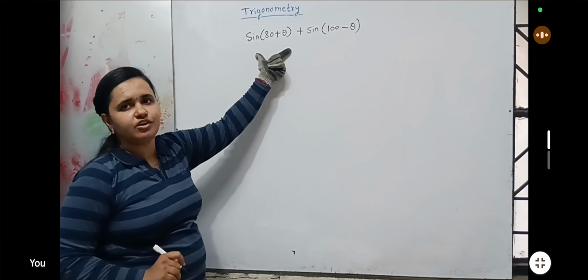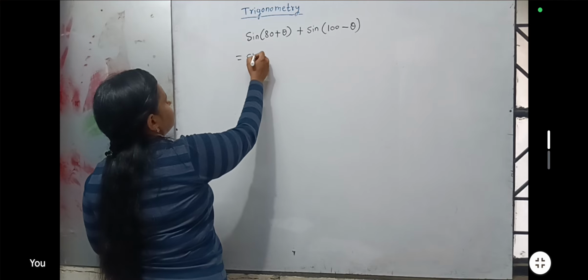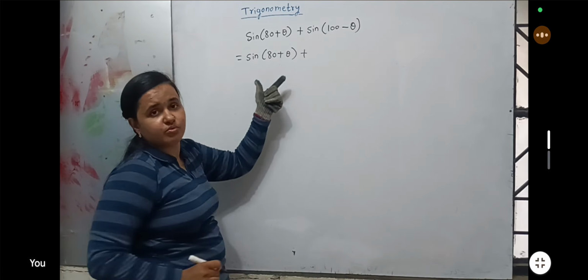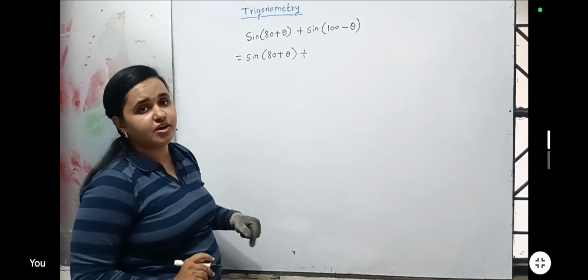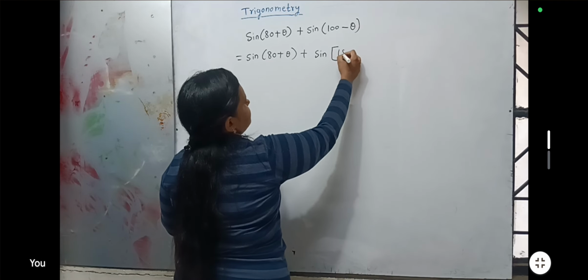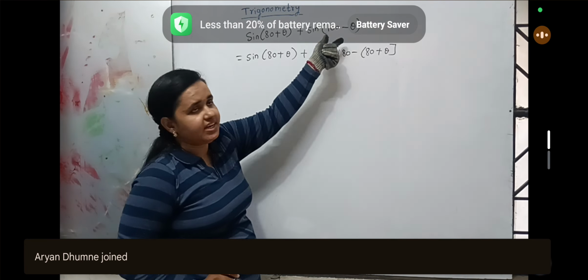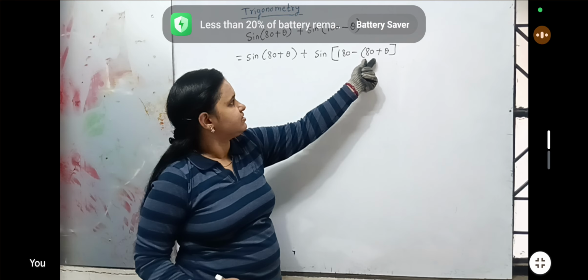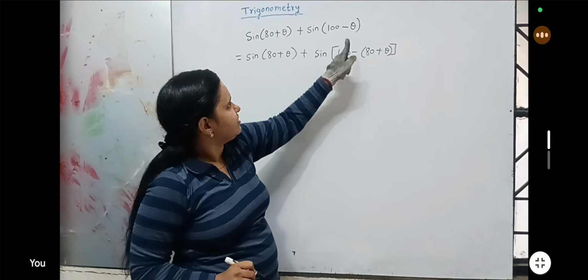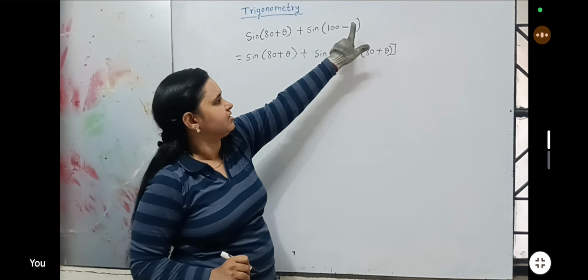So our next question is sine of 80 plus theta plus sine of 100 minus theta. Now we have written sine 80 plus theta as it is. Now can we write 100 minus theta as 180 minus 80 plus theta? Because by solving it we will get 100 minus theta. 180 minus 80 is 100 and minus theta will be minus theta.